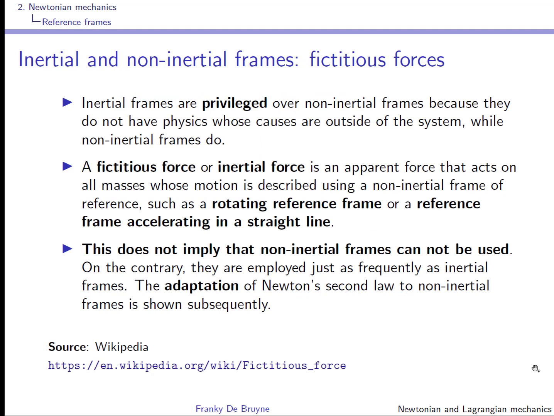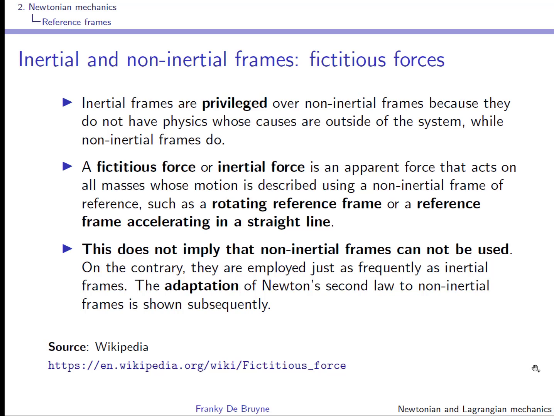Okay, inertial frames, or Newtonian frames as they are called, are easier to use when compared with non-inertial frames because they have physics whose causes lie inside the system. If you're using non-inertial frames, then they have physics whose causes lie outside the system, and you have to use these fictitious forces or inertial forces.